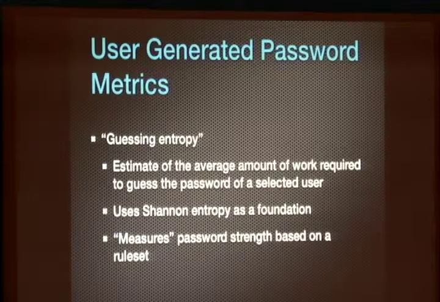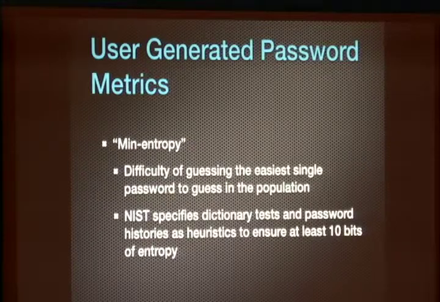Now, user-generated password metrics. There's guessing entropy and there's min entropy. Guessing entropy is the estimate of the average amount of work required to guess the password of a selected user, so you're trying to get a specific account here. It uses Shannon entropy as the foundation and then measures password strength based on a rule set. Min entropy is the difficulty of guessing the easiest single password to guess in the population. So you're not targeting a specific user here, it's just whatever's the easiest password to get.